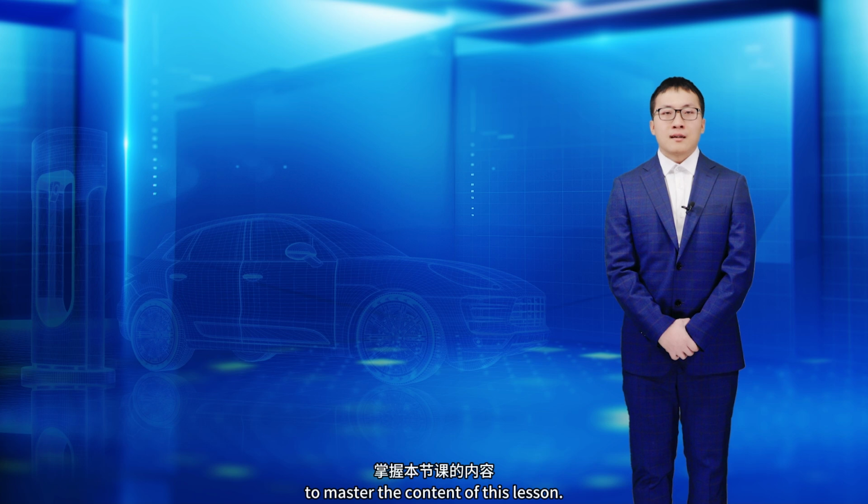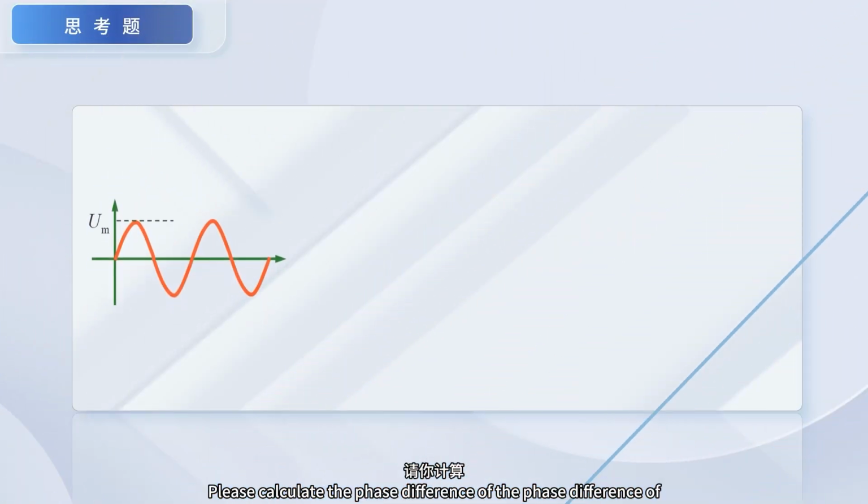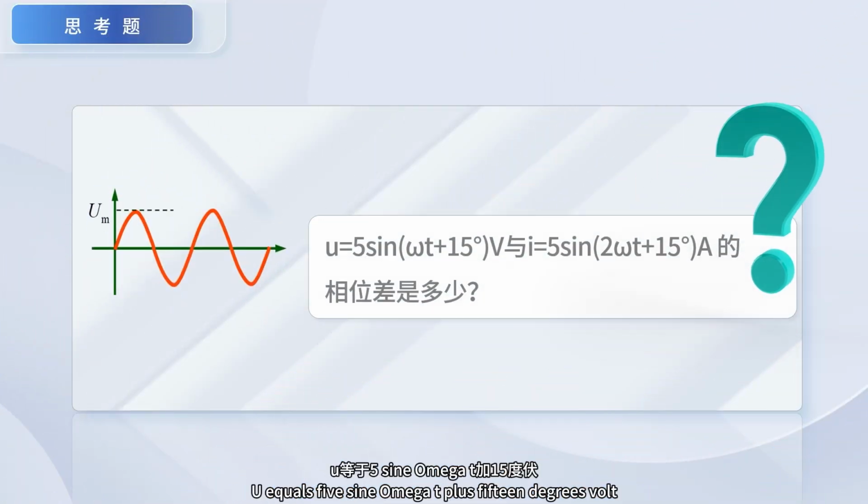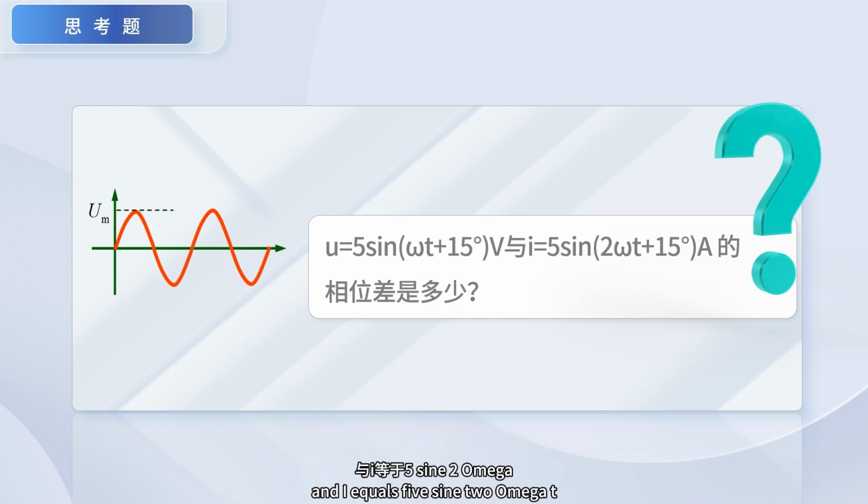To master the content of this lesson, please calculate the phase difference of u equals 5 sin(omega t plus 15 degrees) volts and i equals 5 sin(2 omega t plus 15 degrees) amperes.